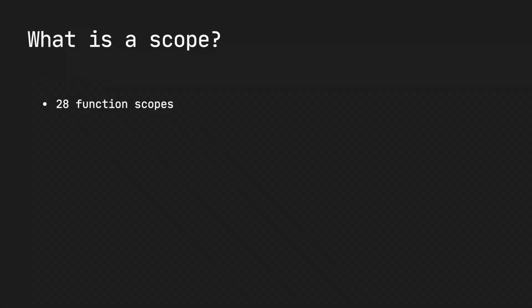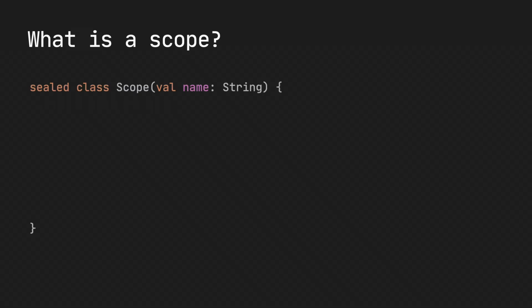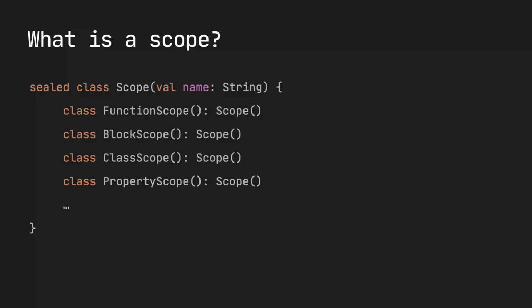A scope inside of the Compose compiler plugin is a sealed class, and there are 28 different variations of it, 28 different scopes. So this sealed class has a function scope, a block scope, a class scope, and a property scope. And that's what it creates first. All of this encapsulates different information about those scopes. Like a function, it will encapsulate information such as the changed parameter, the compose parameter, etc.